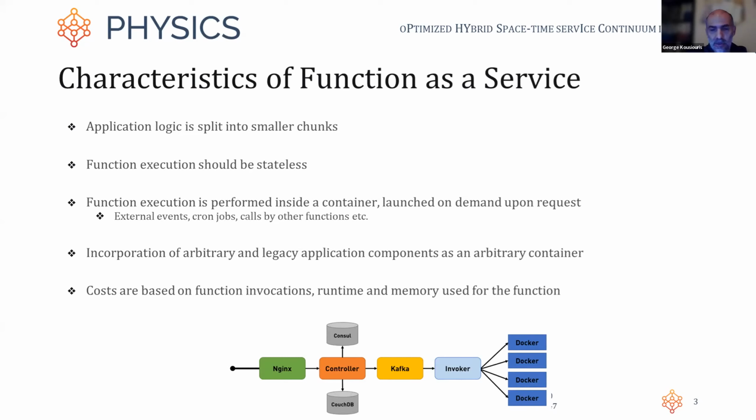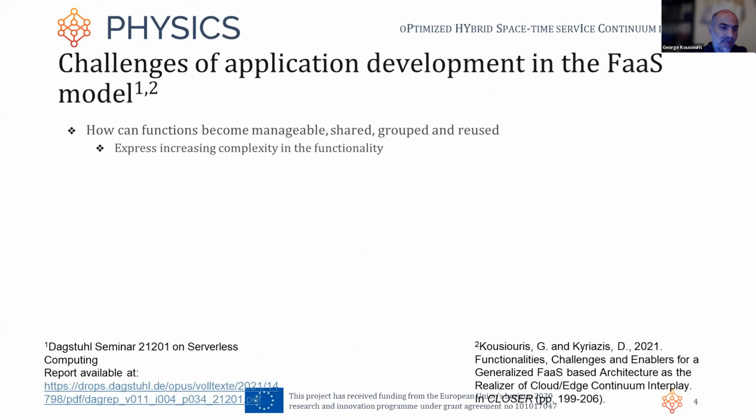However, it comes at the expense of needing to adapt the application further. Challenges have been identified either by us or by external research groups. One aspect is how these functions can become manageable, shared at the group level, and reused. There was a mention of reuse in the previous presentations. Imagine now having a very large application that splits down into 100, 200, 300 functions. How is one able to manage that?